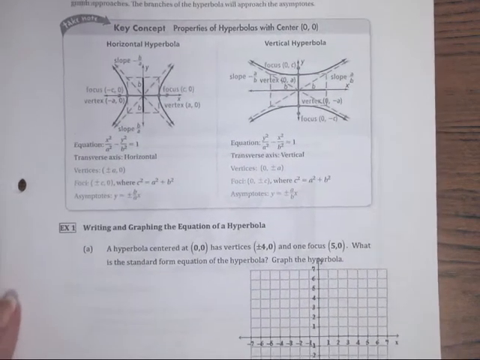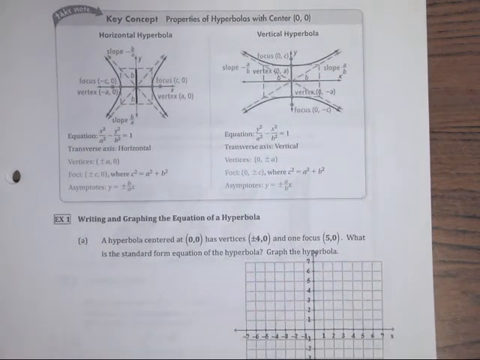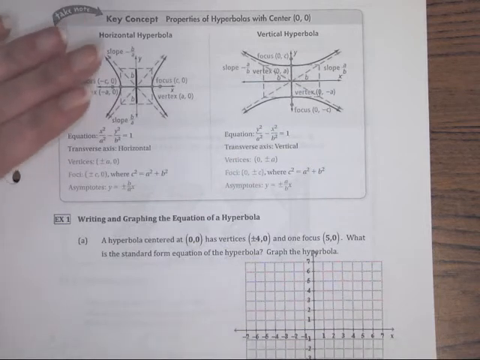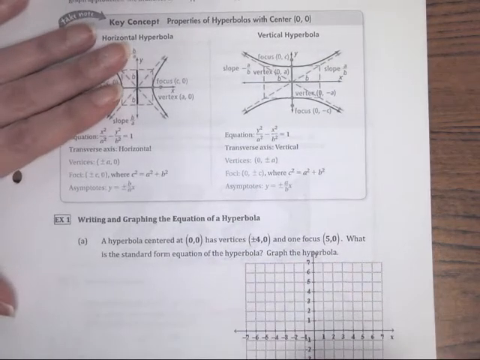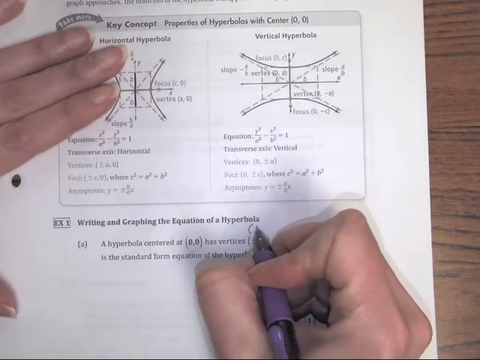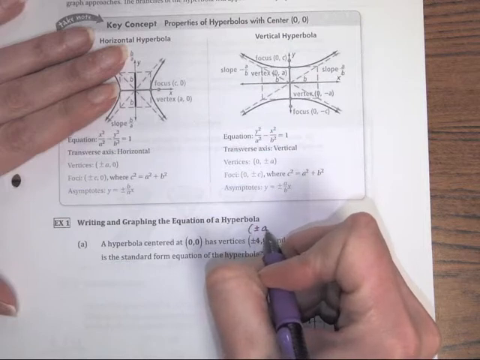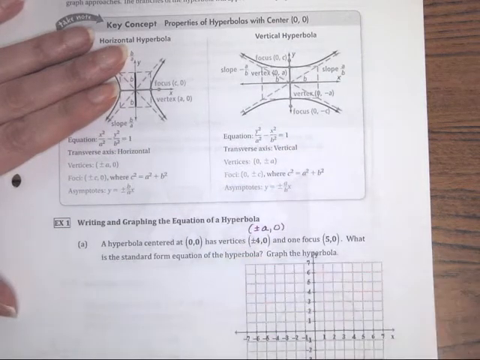A hyperbola centered at 0, 0 has vertices plus or minus 4, 0, and one focus at 5, 0. What is the standard form equation of the hyperbola? All right? So keep in mind, the vertices are plus or minus A, 0, right?